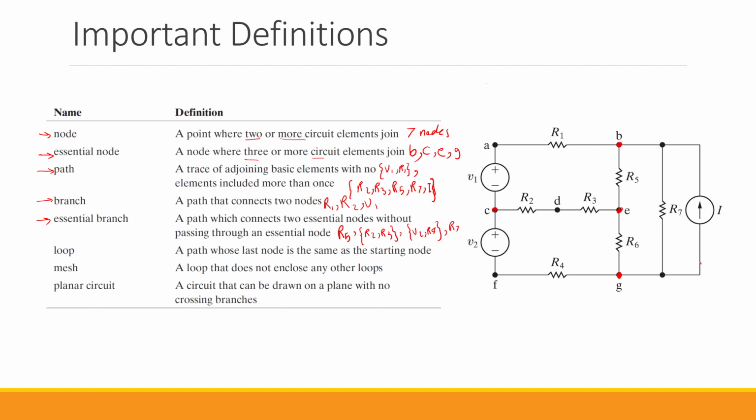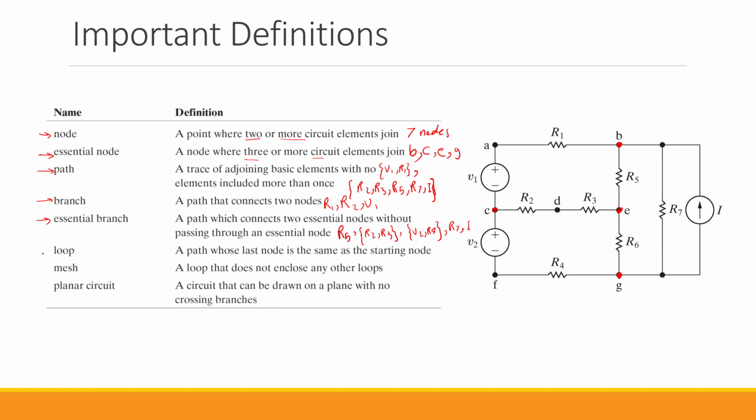What about I? Is I an essential branch? The answer to that is yes. So you can say between B and G, you have two essential branches. And so on and so forth. You can do it for other ones as well, for example, between E and G, and I think that's the only one that is left, right? But definitely take a closer look and come up with all the essential branches that you see in this circuit.